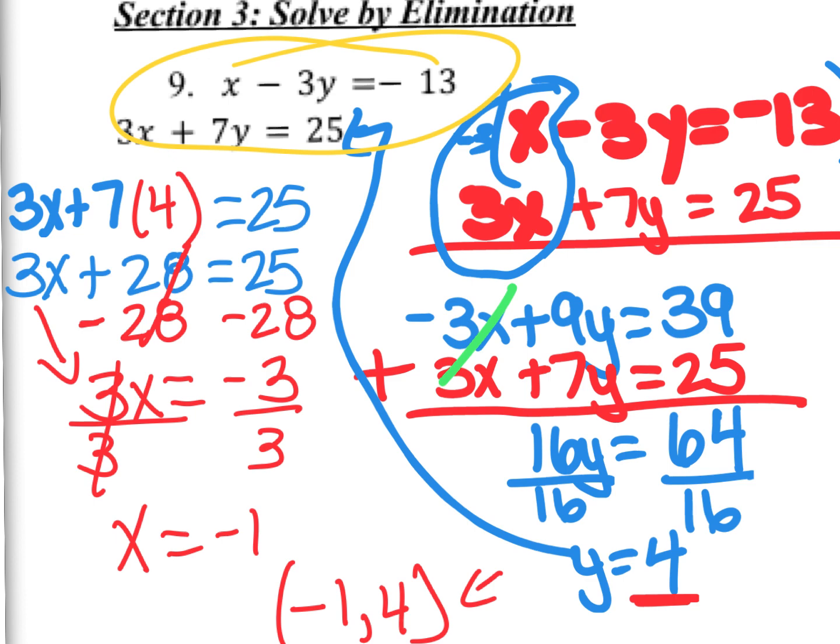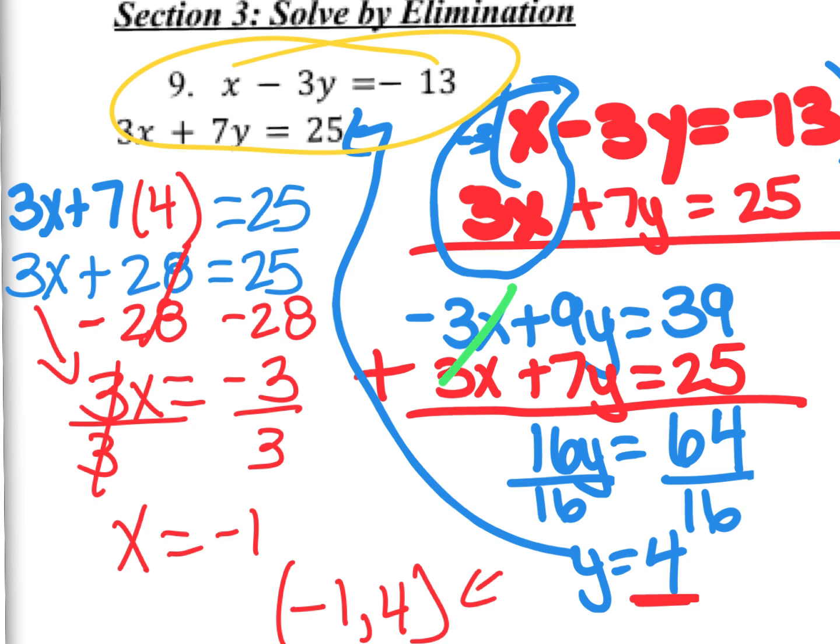Instead of x, I have my negative 1, minus 3, instead of y, I have a 4, equals negative 13. And now let's solve it. So I have negative 1, and then negative 3 times 4 is negative 12, equals negative 13. And then let's combine these terms, negative 1 and negative 12, negative 13. Well, that made that one true. So right now, spot on the money, but don't stop there. Remember, it needs to make both of the equations true. So we still need to check the second one.